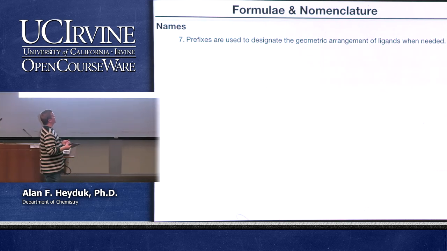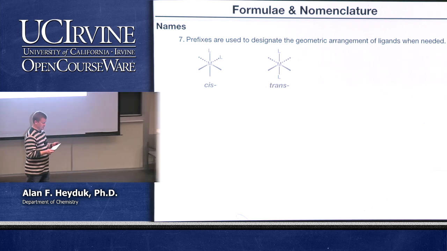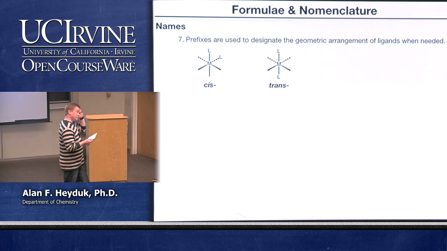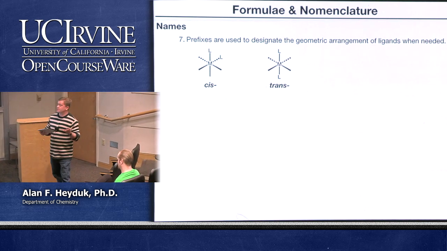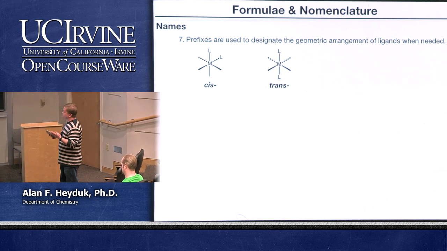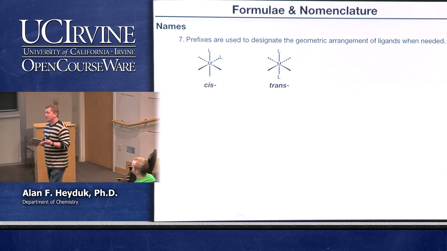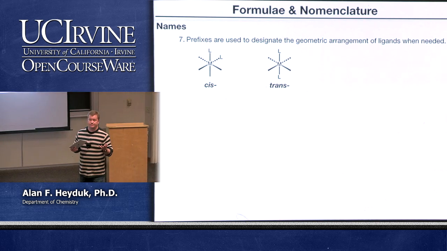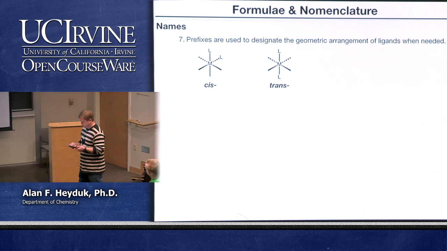Okay, prefixes are used to designate the geometric arrangement of ligands when needed. We've seen cis and trans already. Cis and trans come up in square planar geometries, they come up in octahedral geometries, and they can come up in trigonal bipyramidal geometries. You never have to worry about cis and trans if you have a tetrahedron, because all of the angles are equal.